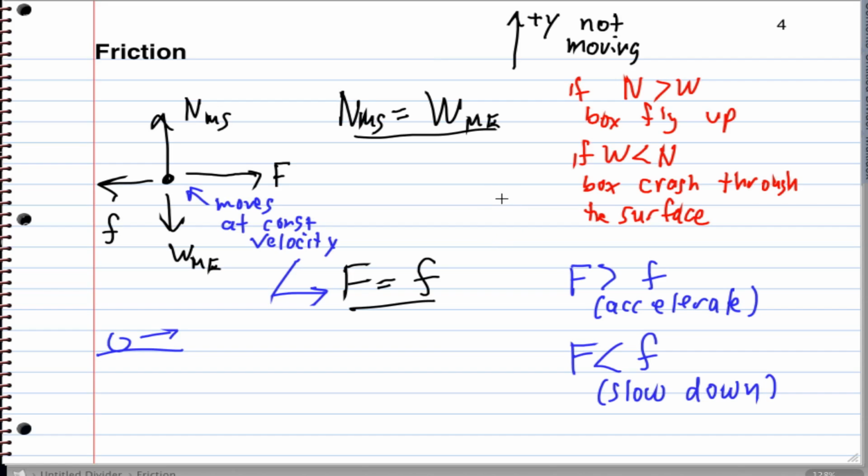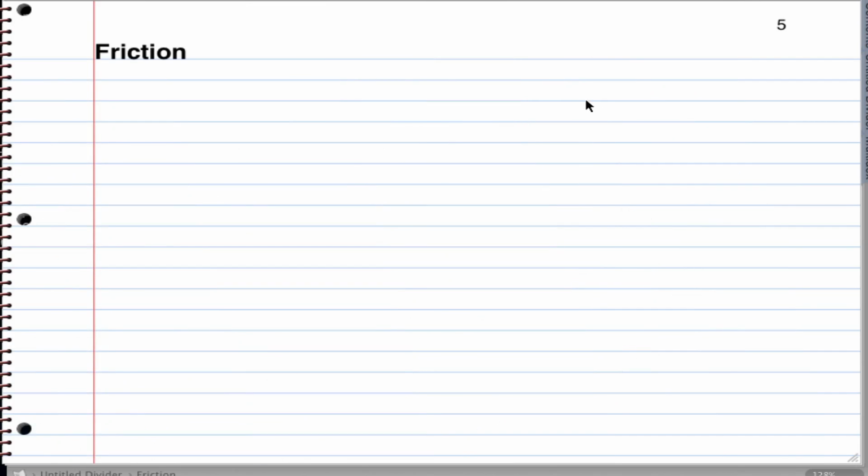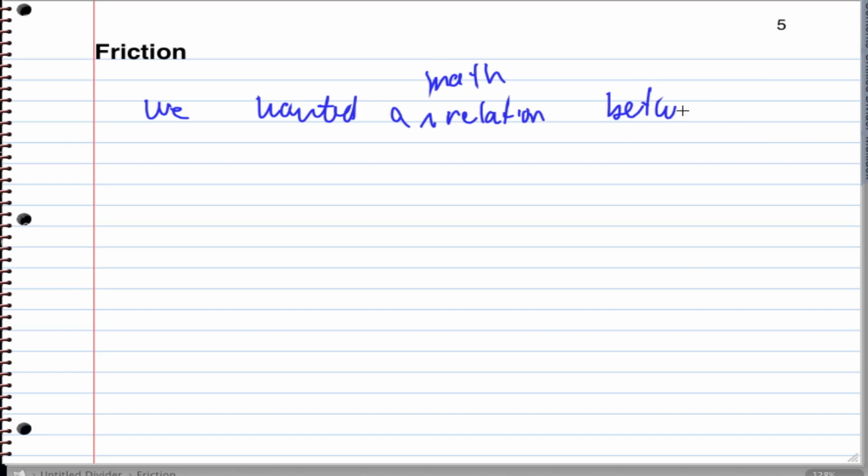Now, what we did in the lab after establishing these facts is that we did an experiment to relate the friction to the normal force. And now you've done the lab, you've plotted the data, I'm going to summarize the results here. We wanted a mathematical relation between friction and normal force.